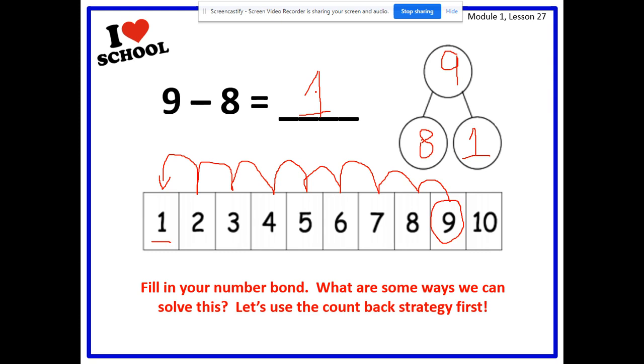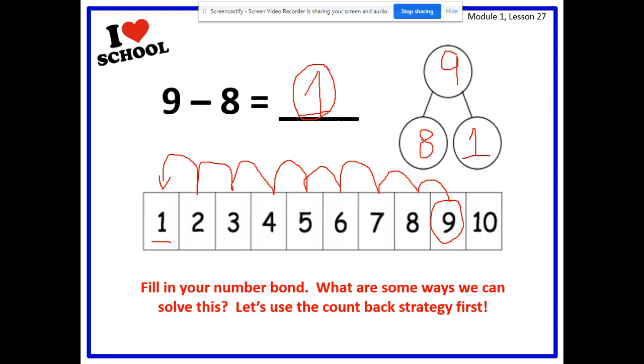And now we have to circle the unknown or the answer number we were looking for. So circle the unknown. This was our unknown. So we go ahead and circle number 1 because that was what we were looking for. So we counted back 8 from 9 until we reach 1. But wow, that took a long time. Don't you think so?